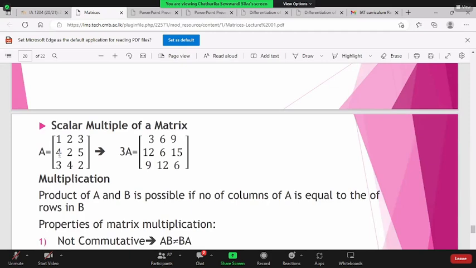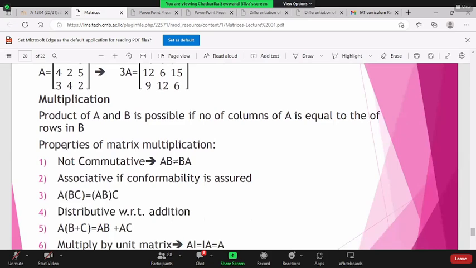Here A is given, and you are asked to find 3A. In order to find 3A, you should multiply each and every element. Here you have 9 elements, so you need to multiply each of the 9 elements by 3. Here we get 3, 6, 9, 12, 6, 15, 9, 12, 6. You need to multiply every element of the matrix by the same scale.